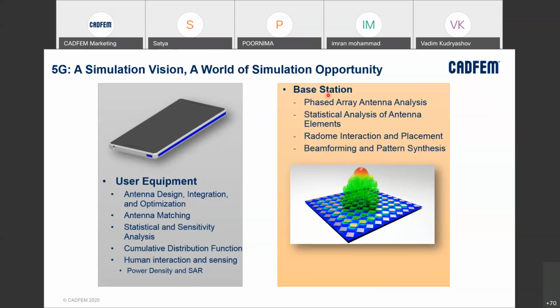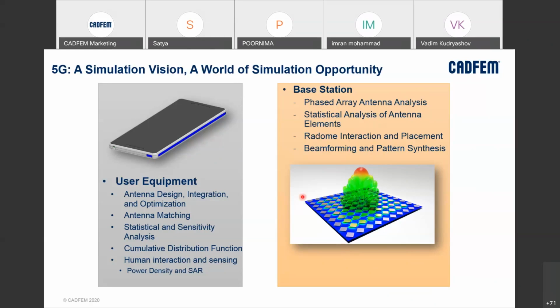Similarly, when we are coming to the base station, this user equipment will be connected to the base station. It is not only about providing for the user equipment; it is also important how you are providing the network. So in order to provide the network, we call that a base station, where all the users will be connected. In that, we have to see phased array analysis, statistical antenna elements, and radome placement.